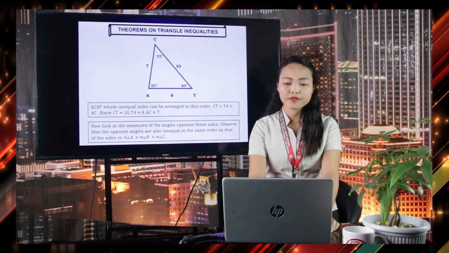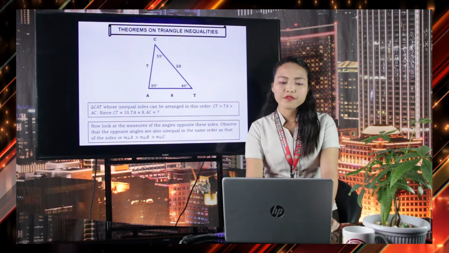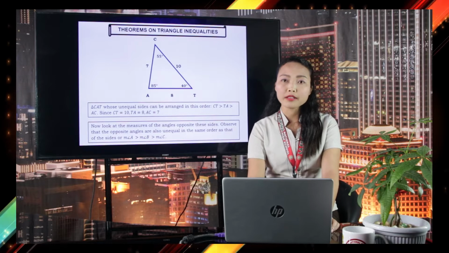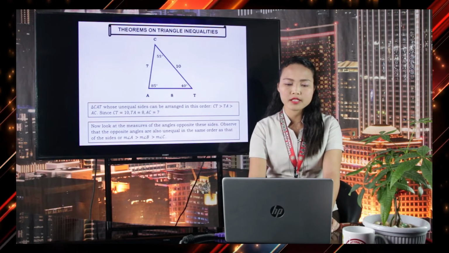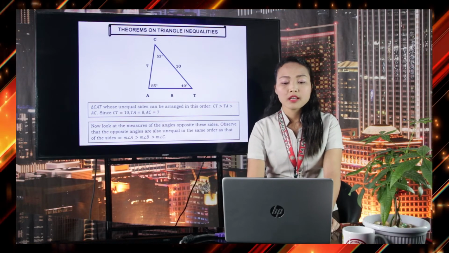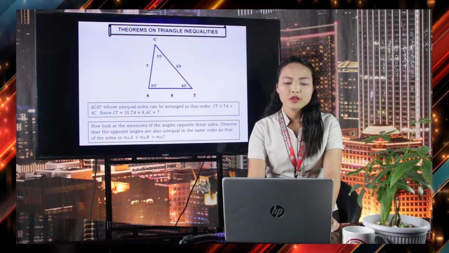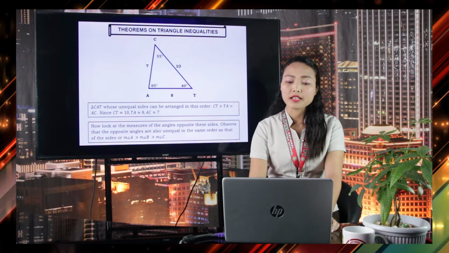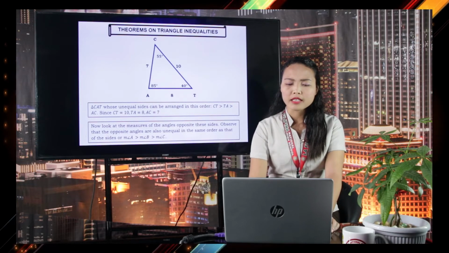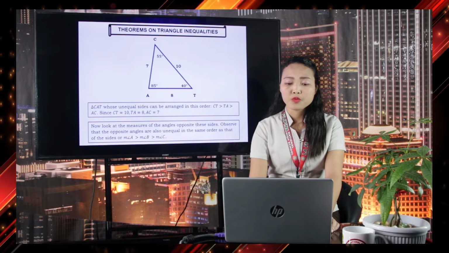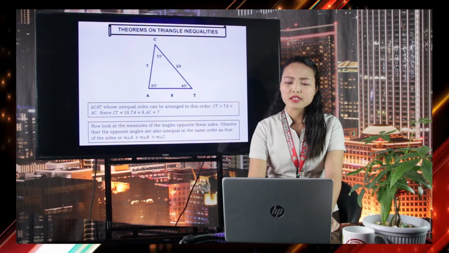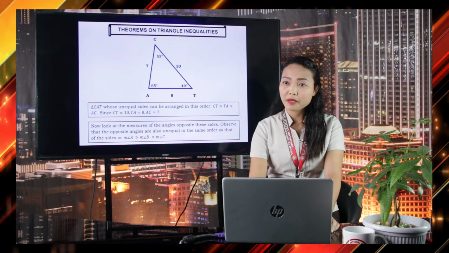So we're going to look at the figure. The largest angle is angle A, which measures 85 degrees. If you look at the opposite side, which is line segment CT, we have 10. As you've noticed, it is the longest side. And also, we have here angle T, which is 40 degrees, the smallest angle. And its opposite is the smallest side, which is line segment AC.